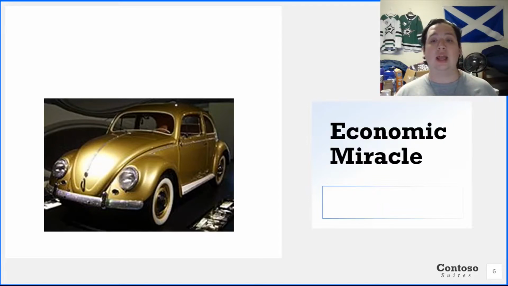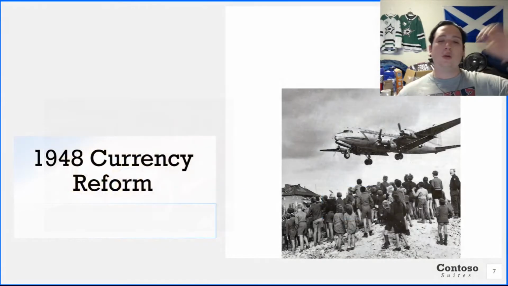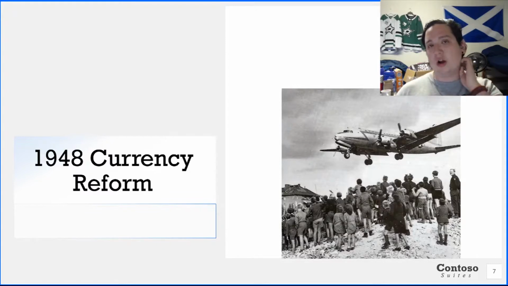West Germany gained legitimacy and respect as it shed the horrible reputation Germany had gained under the Nazis. West Germany played a central role in the creation of European cooperation. It joined NATO in 1955 and it was a founding member of the European Economic Community in 1958. So that 1948 currency reform, let's talk about that.